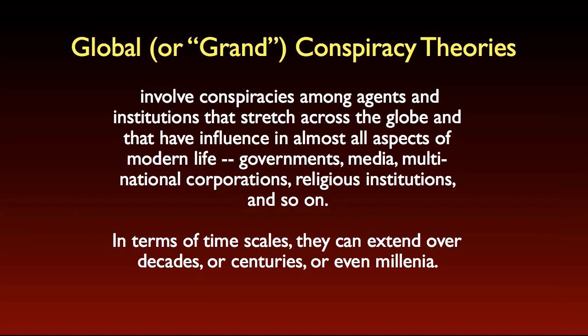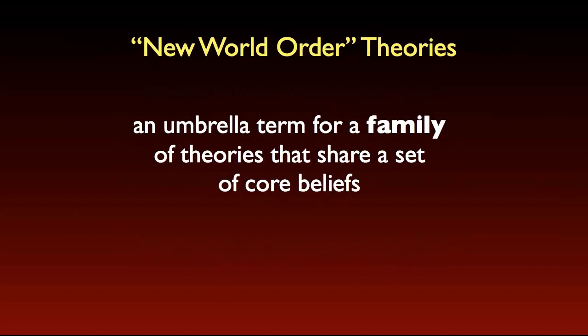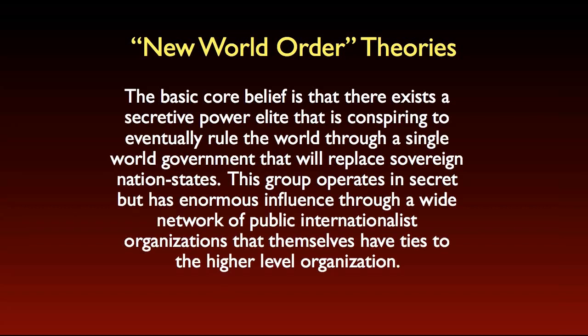Now, among global conspiracy theories, the most prominent are so-called New World Order theories. Now, this term doesn't pick out a single theory. It's really an umbrella term for a bunch of different theories that share a set of core beliefs. The basic core belief is that there exists a secretive power elite that is conspiring to eventually rule the world through a single world government that will replace sovereign nation-states. This group operates in secret, but has enormous influence through a wide network of public internationalist organizations that themselves have ties to the higher-level organization.